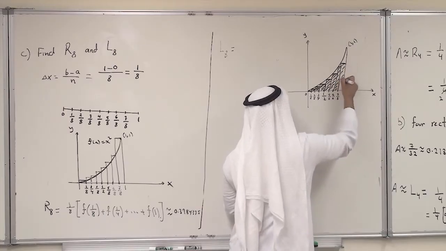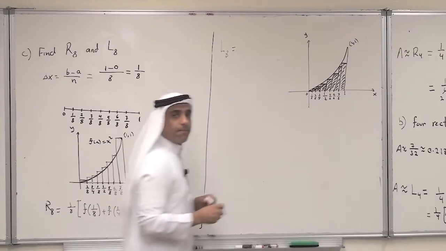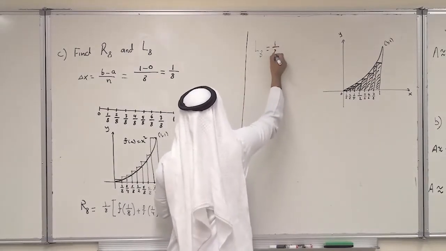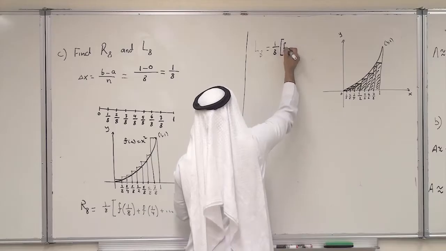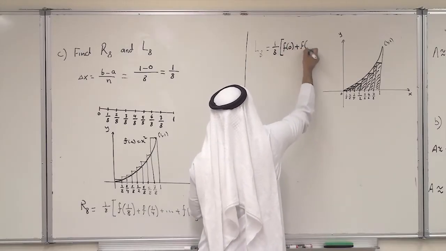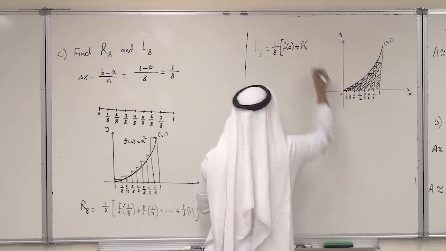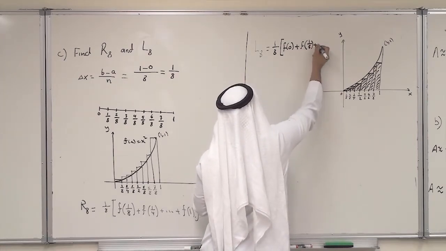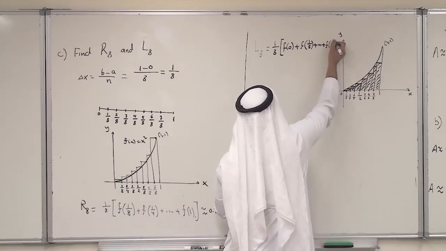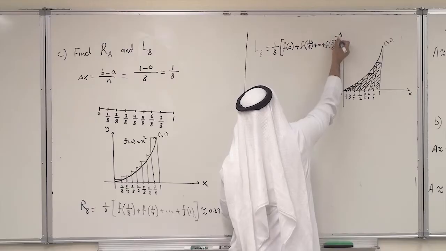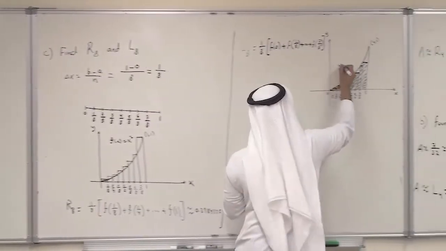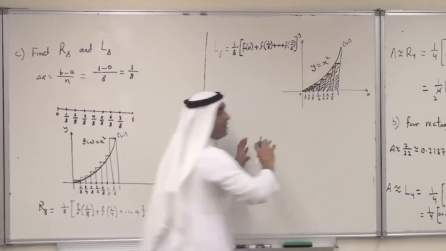call left endpoint approximation. Clearly here, L8, if you calculate, this will be just 1/8 times what? F of the left point, that is 0, plus the next left point, which is 1/8. We need to stop at the left point of the last sub-interval, which is 7/8. What you need to do now, we take these numbers and substitute in the function y equal to what? y equal to x squared, and then we add the areas.